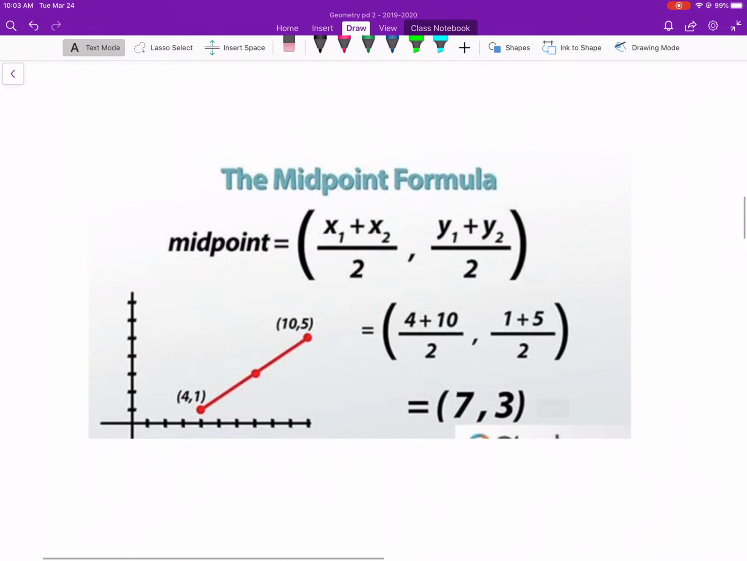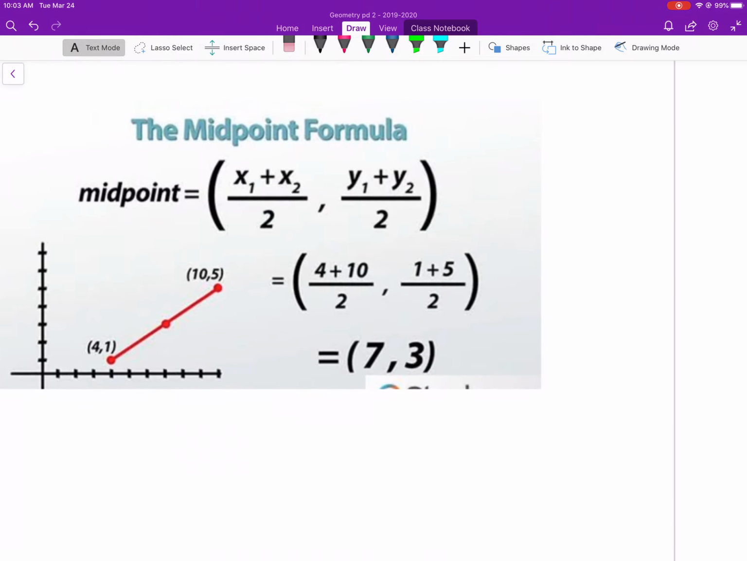So, your midpoint formula. They give you two endpoints. If you take a look, (4, 1) is one of the endpoints, and (10, 5) is another one of the endpoints. So the formula is as follows.